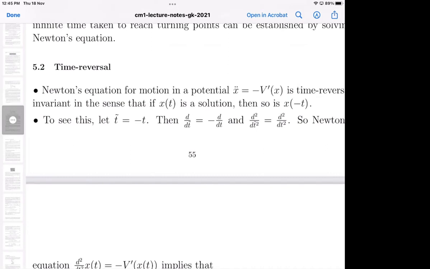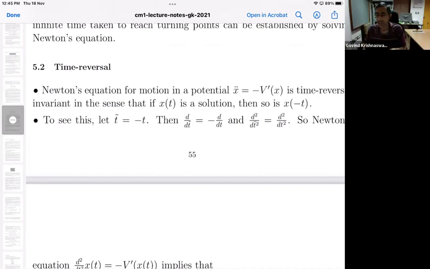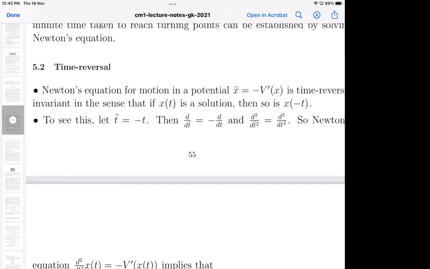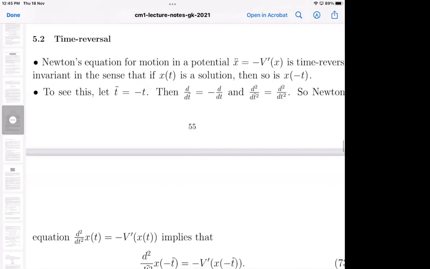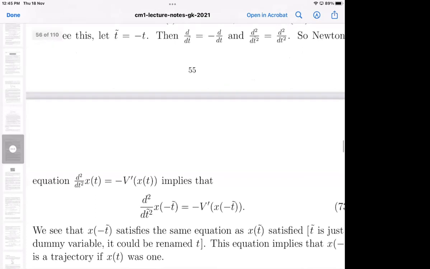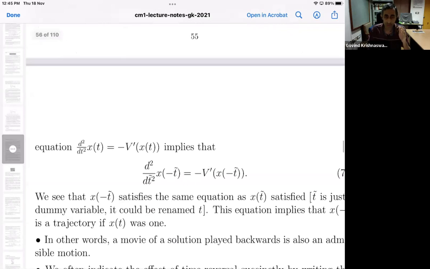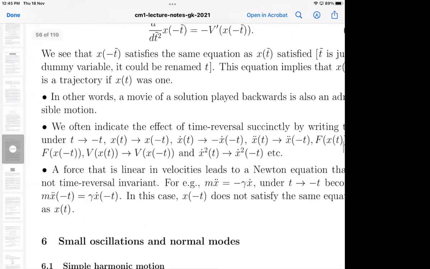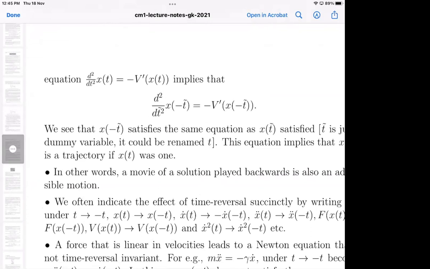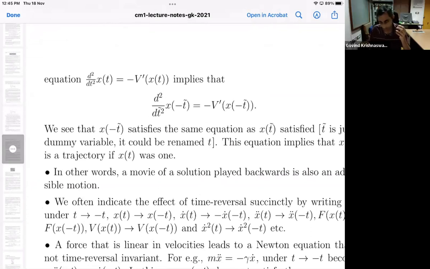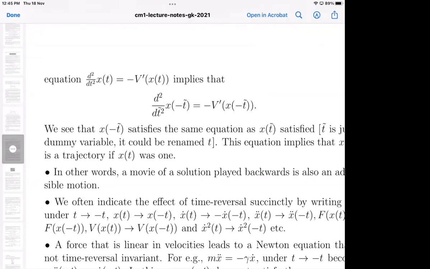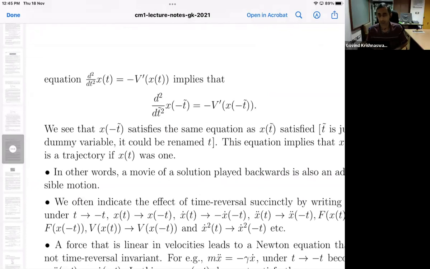Yes, Rajdeep, is it? If our force is conservative, then we can confidently claim that it will be invariant under time reversal, right? If we knew beforehand that the force was conservative, that it was the derivative of a potential, then we could confidently claim that the equations are invariant. Absolutely. A conservative force is automatically time reversal invariant.